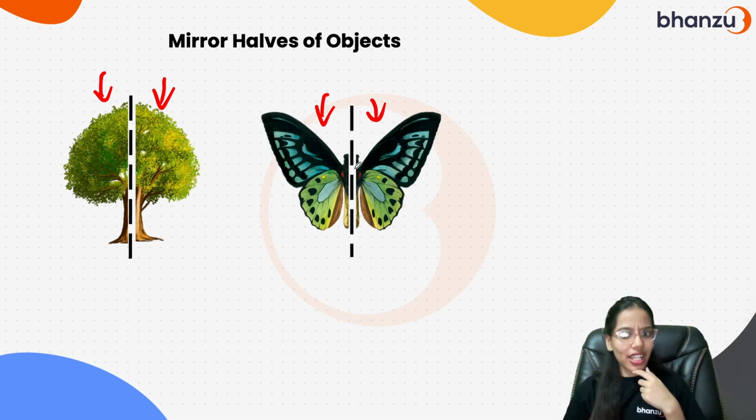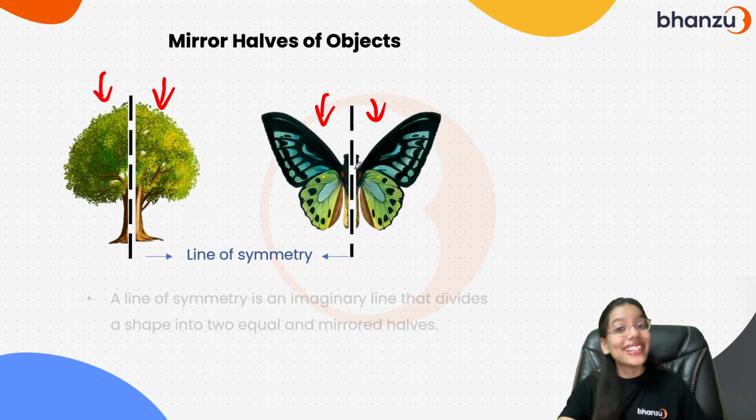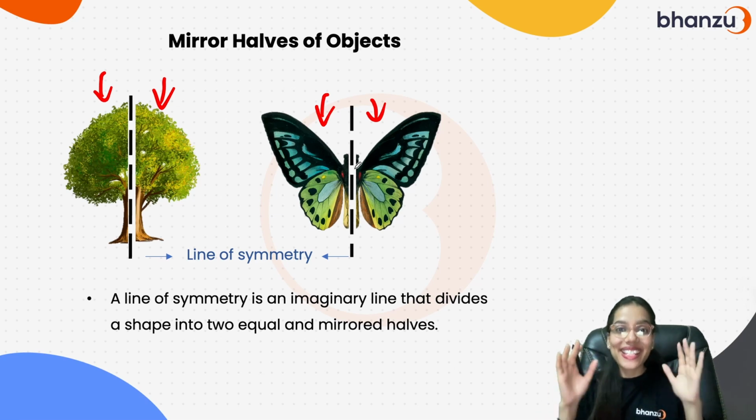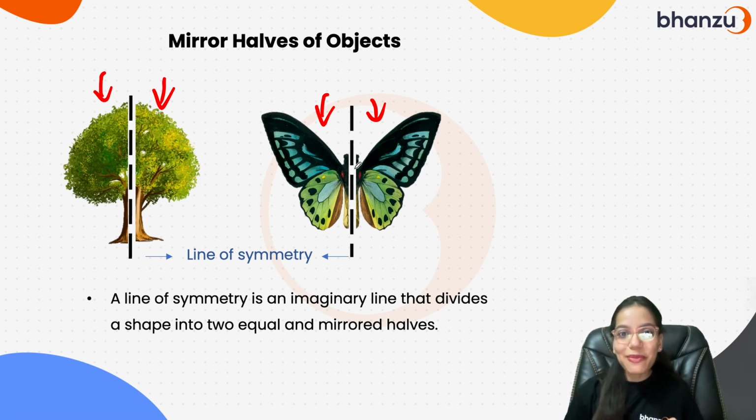But what is this line? This line is called the line of symmetry. The line of symmetry is nothing but a line which divides our objects into two equal halves. That means both the sides of this line are going to look very similar. So did you understand what we're going to do? Very good. And next, let's see how to do this line of symmetry with shapes.